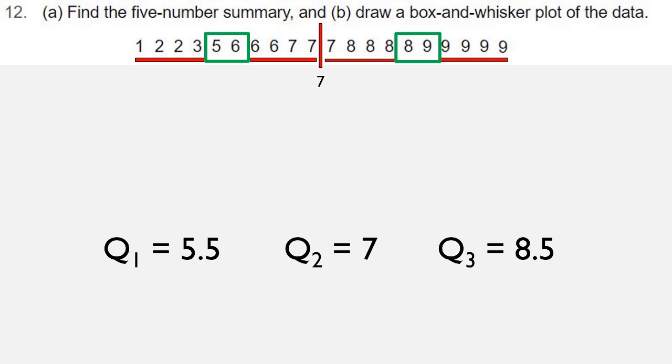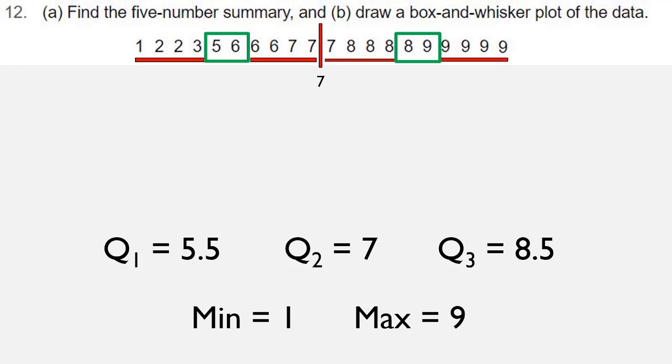The minimum value here, which is another one of the numbers in the 5-number summary, is 1, and the maximum is 9. So now we have our complete 5-number summary. The minimum is 1, Q1 is 5.5, Q2 is 7, Q3 is 8.5, and the maximum is 9. Those values go together to make up your box and whisker plot.